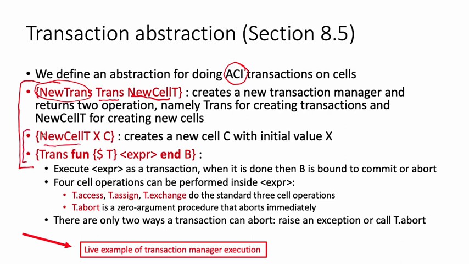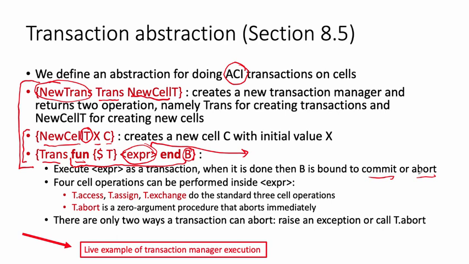So new cell, it looks just like the old new cell. I call it new cell T. It creates a new cell C with initial value X. And trans actually is a higher order. It takes this expression here as a function. This expression is actually the code of the transaction. It's reading and writing cells. Okay? And B is the end. It will be bound to commit or abort when the transaction is done.